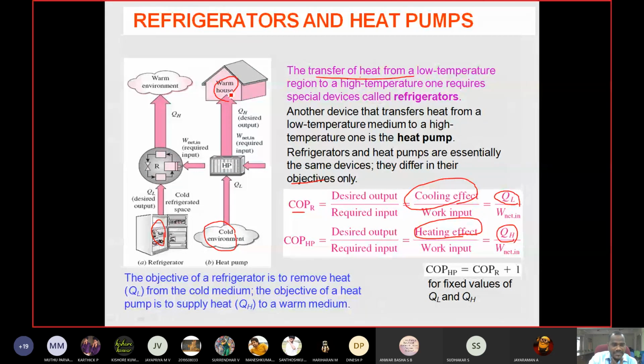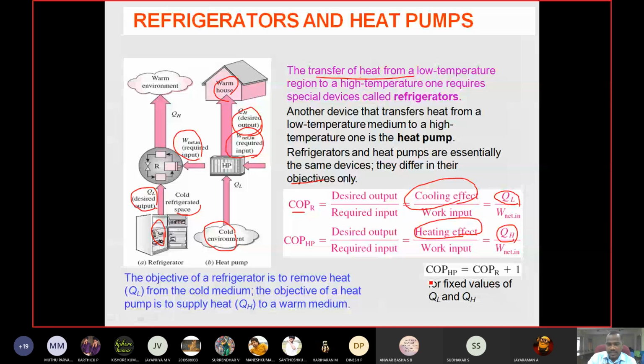In both cases, we need to give W as the input. This will be your output, so this is the required output. In the case of a heat pump, QH will be your output. Based on that, we can differ the refrigeration and the heat pump. We can also simply say the objective of a refrigerator is to remove heat from a cold medium, and the objective of a heat pump is to supply heat to a warm medium.